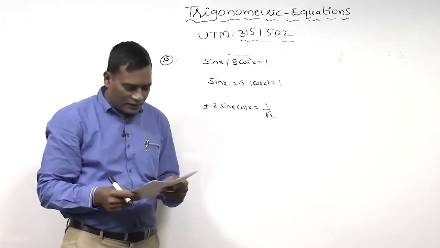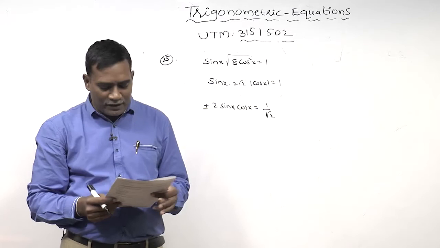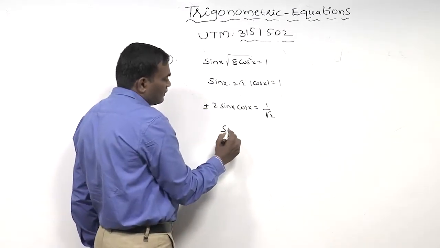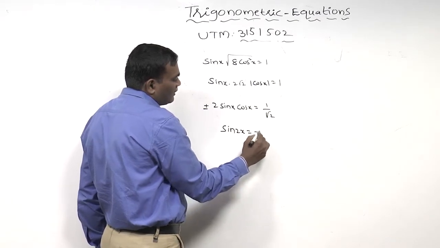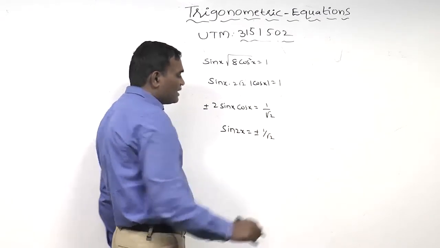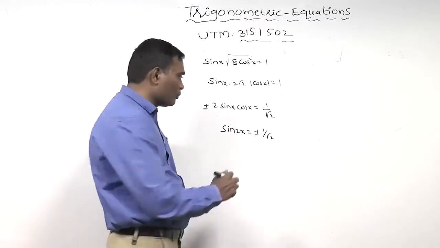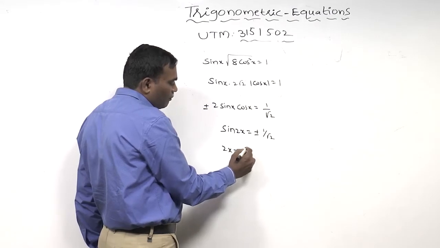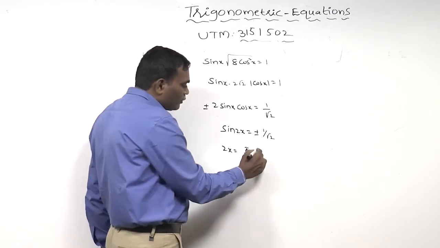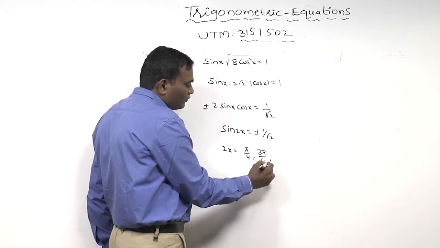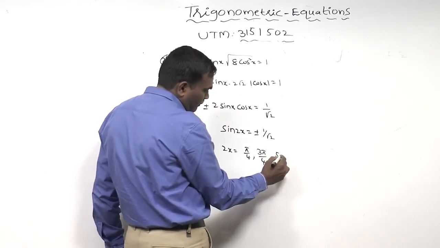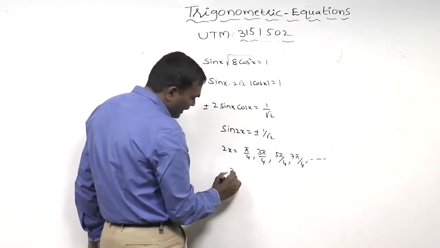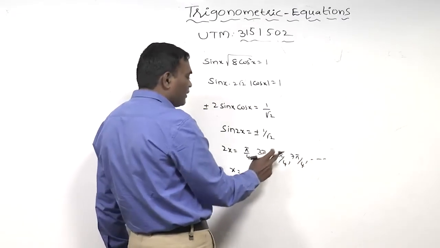Any conditions given here? The value of x between 0 to 2 pi. Yeah, we can take plus or minus. What is 2 sin x cos x? Sin 2x is equal to plus or minus 1 by root 2. Sin 2x equal to plus or minus 1 by root 2 means what are the values of x? Here 2x is equal to pi by 4, 3 pi by 4, 5 pi by 4, 7 pi by 4. Like this you will get. I want x. Here pi by 4, 3 pi by 4, 5 pi by 4.